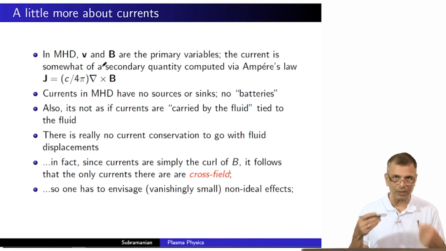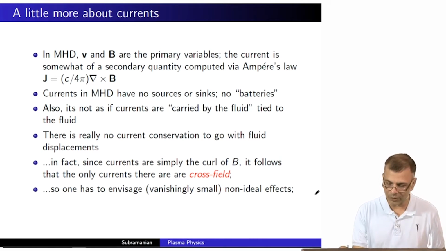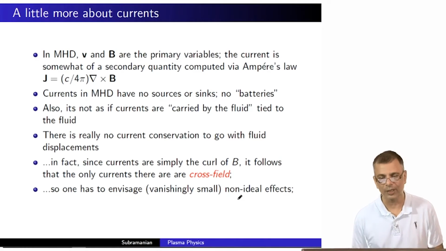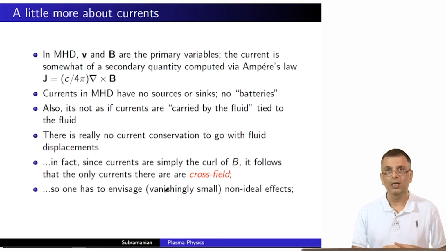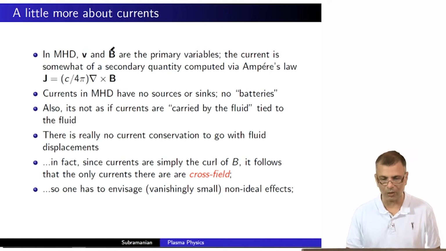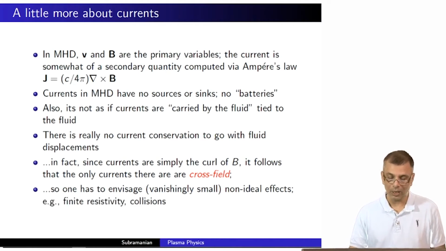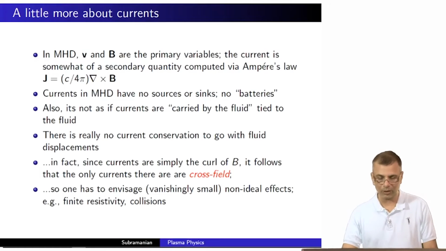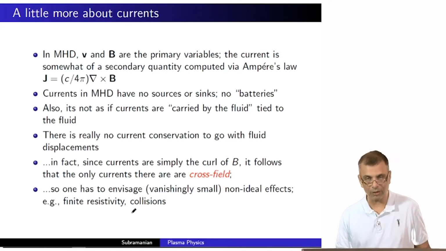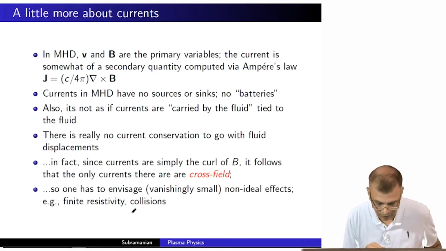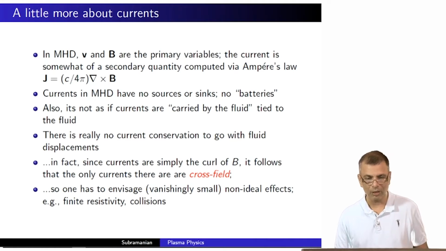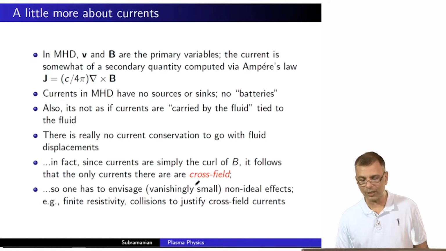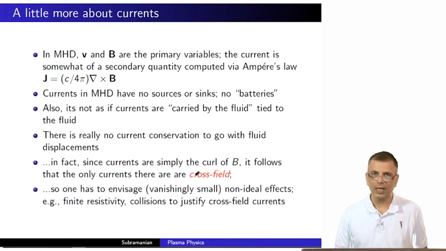But if you insist on a physical picture for the origin of current, you have to envisage vanishingly small non-ideal effects. We are talking about ideal MHD, but still, if you insist on a physical picture, then you have to envisage non-ideal effects, which are of course vanishingly small. For instance, what are the non-ideal effects we are talking about? Finite resistivity or collisions. Remember, in MHD the resistivity is technically 0. So we have to envisage finite resistivity or collisions in order to justify these kinds of cross field currents.